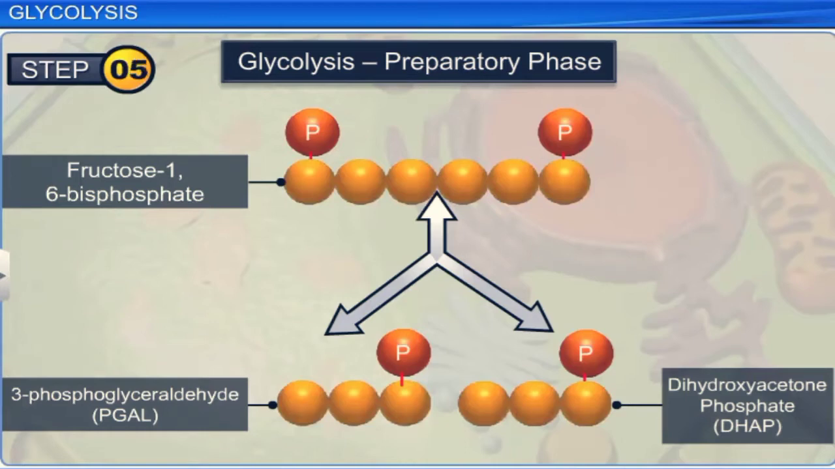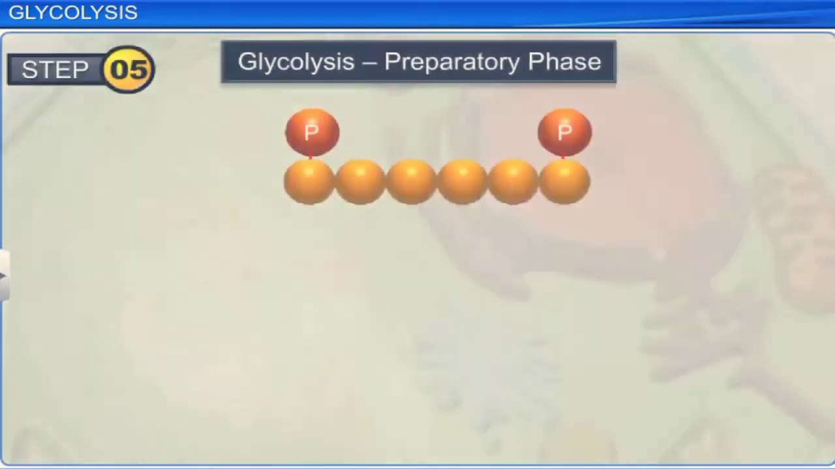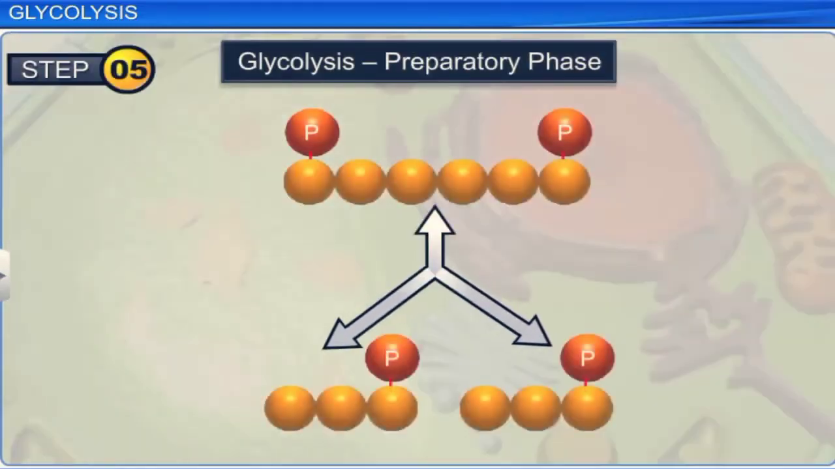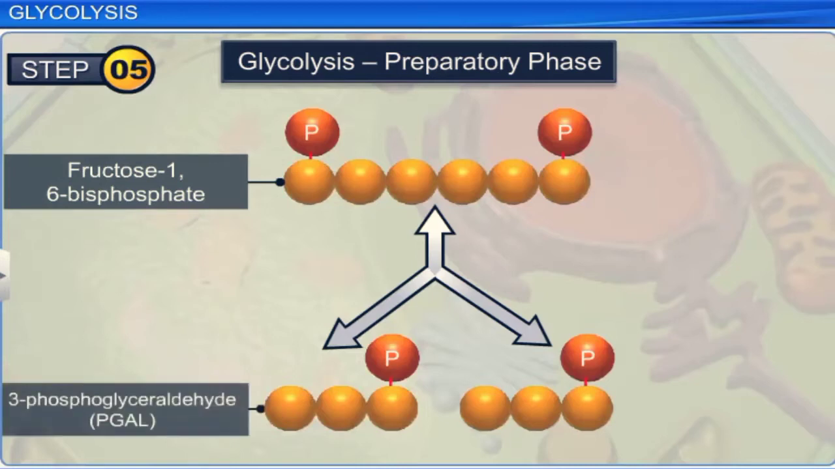As DHAP can't be utilized directly in the payoff phase, it isomerizes into PGAL. Thus, 2 molecules of PGAL are formed from 1 molecule of fructose 1,6-biphosphate. These reactions complete the preparatory phase of glycolysis.